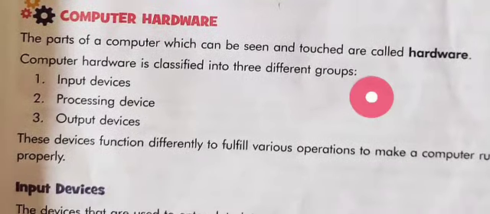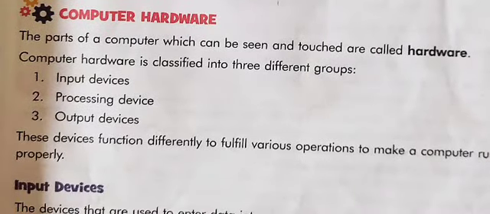See here, first is computer hardware. The part of a computer which can be seen and touched is called hardware. What is computer hardware? The part which can be seen and touched is known as hardware. It can be classified into three different groups: input devices, processing devices and output devices. These devices fulfill different functions. With the help of these devices, we can operate a computer in a proper way.